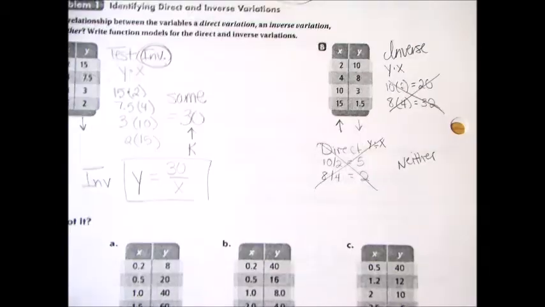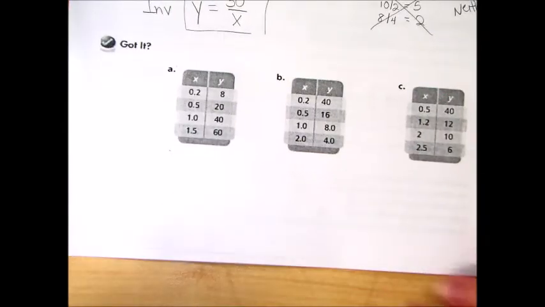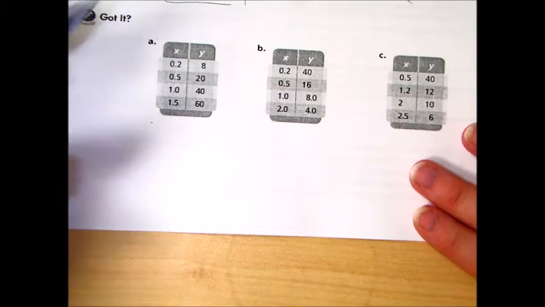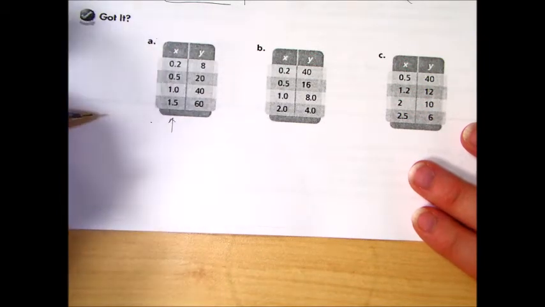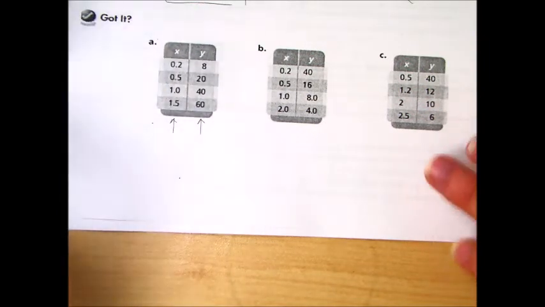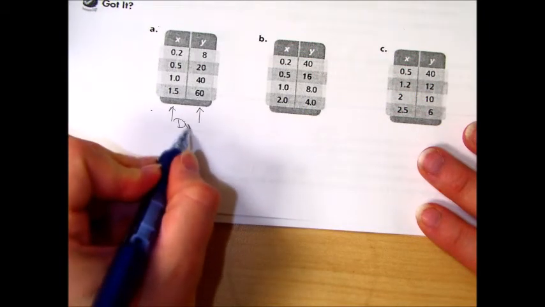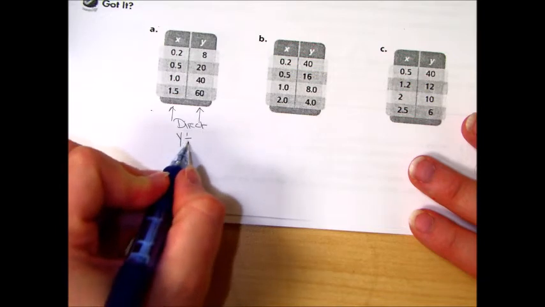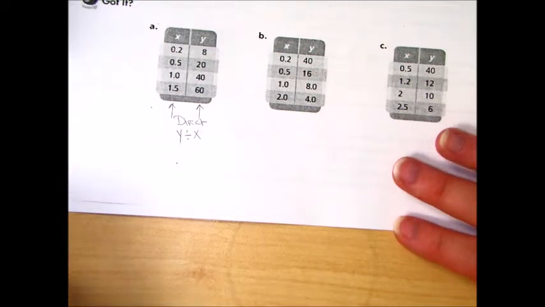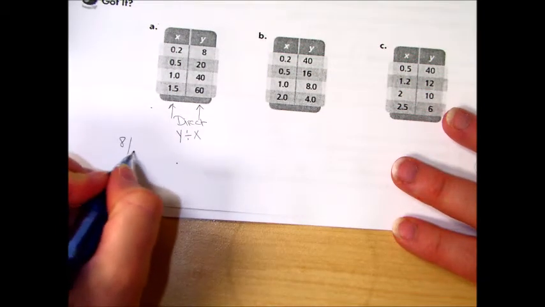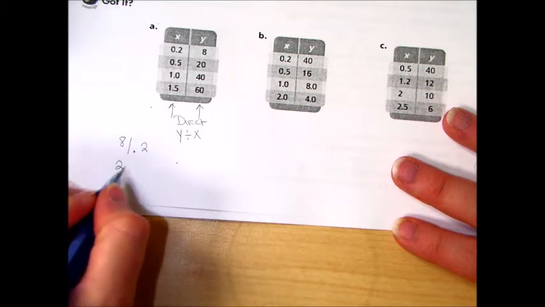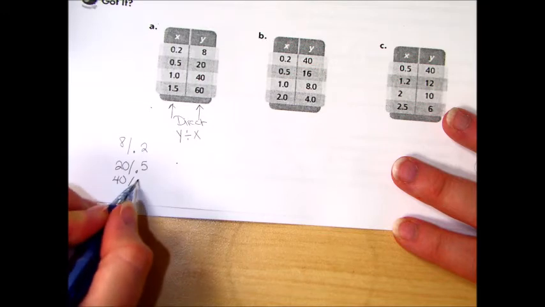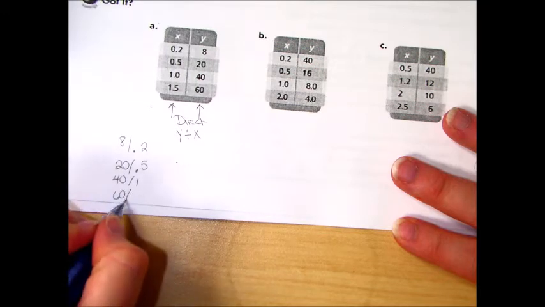Let's check out A, B, and C down below. I'm going to try to identify a pattern. So I'm noticing that these x's are going up in quantity and those y's are going up in quantity. So I'm going to try for direct because the arrows match. So that means I have to do y divided by x each time. So I'll do 8 divided by 0.2, 20 divided by 0.5, 40 divided by 1, 60 divided by 1.5.